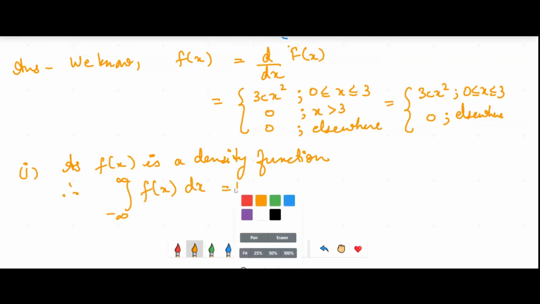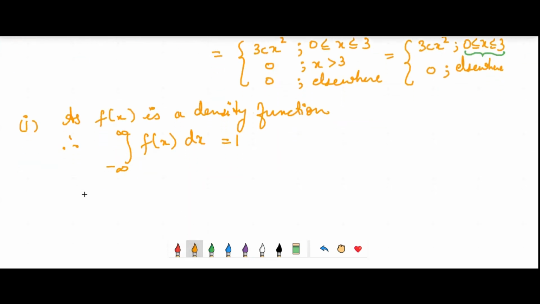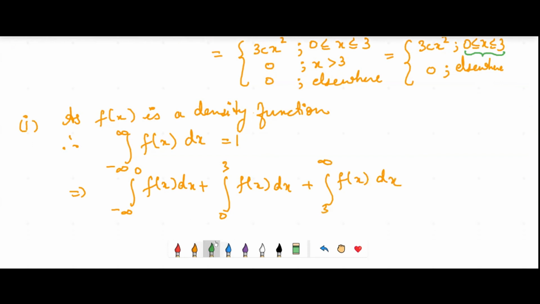So again, we need to split here the interval. How to split the interval? What would be the limits? It is always given in the question. So here we are given that from 0 to 3 only the fx is there, and elsewhere it is 0. So we need to split the interval from minus infinity to 0, 0 to 3, and 3 to infinity. According to this PDF, fx is 0 in these two intervals.